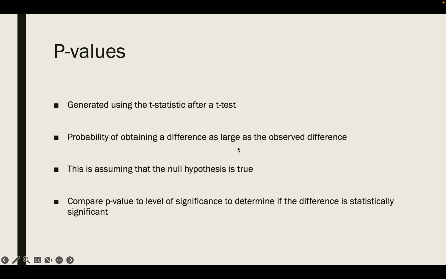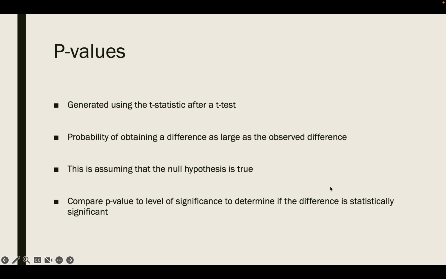This is assuming that the null hypothesis is true. This is the probability of obtaining a difference if the null hypothesis is true, which, as we talked about in class, the null hypothesis states that there's no difference between the means. So therefore, in contrast, the alternative hypothesis would state that there is a difference between the means.